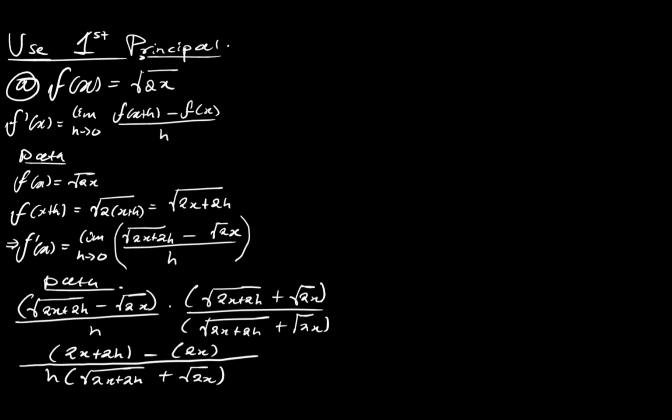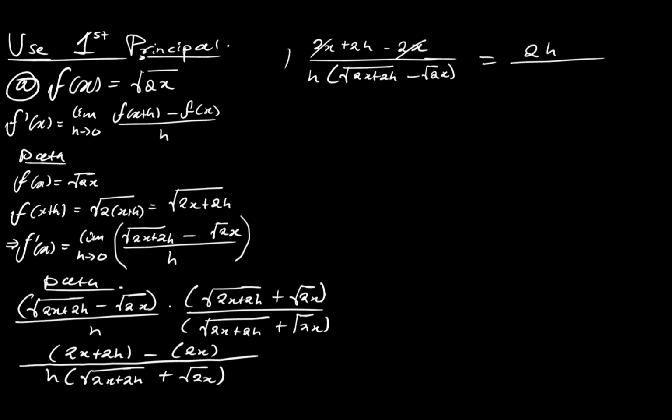For the top, this will simply be 2x plus 2h minus 2x, over the bottom, which is simply h times root of 2x plus 2h plus root of 2x. Mathematically speaking, we know that 2x cancels out with minus 2x. So we end up having 2h over h times root of 2x plus 2h plus root of 2x. So that's how it actually works.